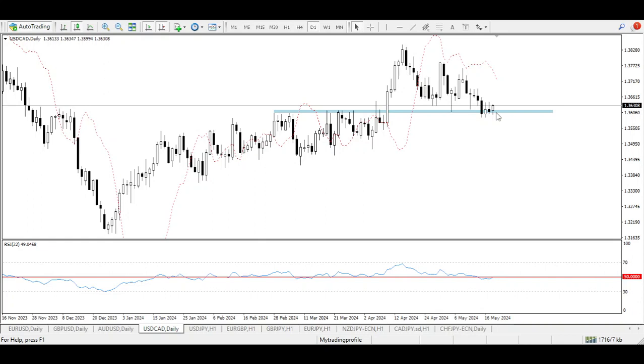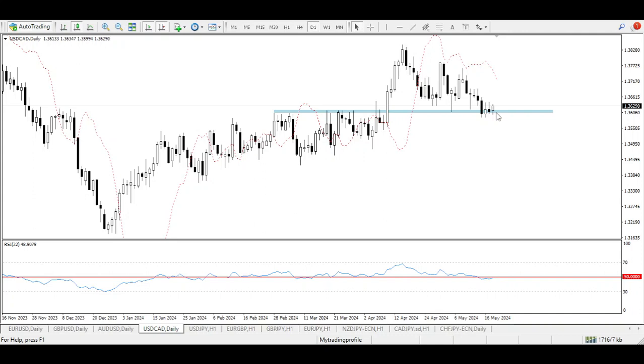Because I have already told you that if we have to short the dollar, then we are not supposed to short the dollar against the Canadian dollar. We'll rather sell the dollar against pound and aussie. So that's all. Let's see what happens today and tomorrow.